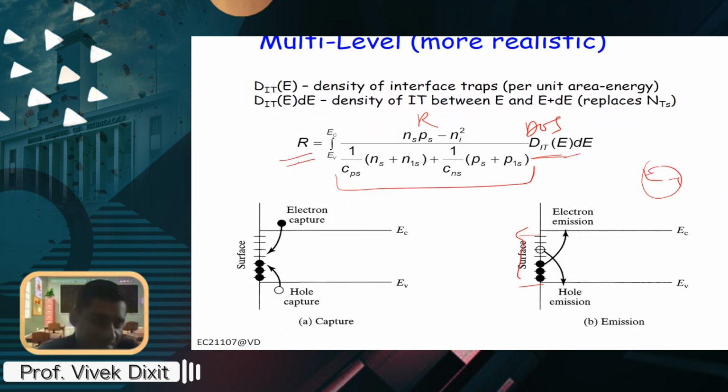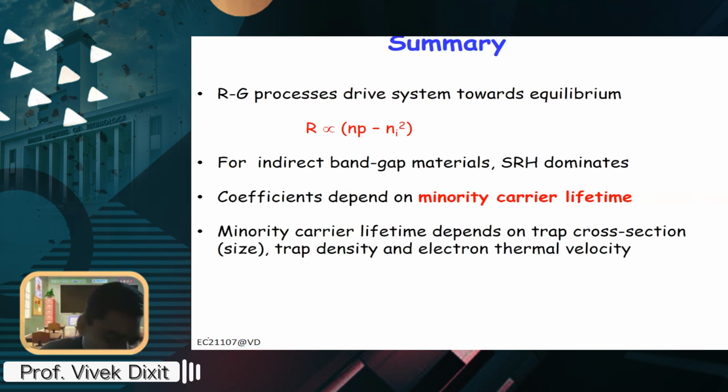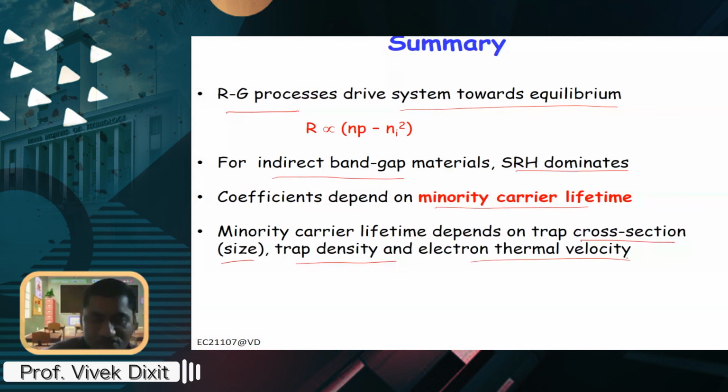Okay, so that's it for today. We have discussed different recombination generation processes. They drive the system towards equilibrium. For indirect materials, SRH dominates, and its coefficient depends on the minority carrier lifetime, which again depends on the capture cross section, trap density, and the thermal velocity. Okay, thank you very much.